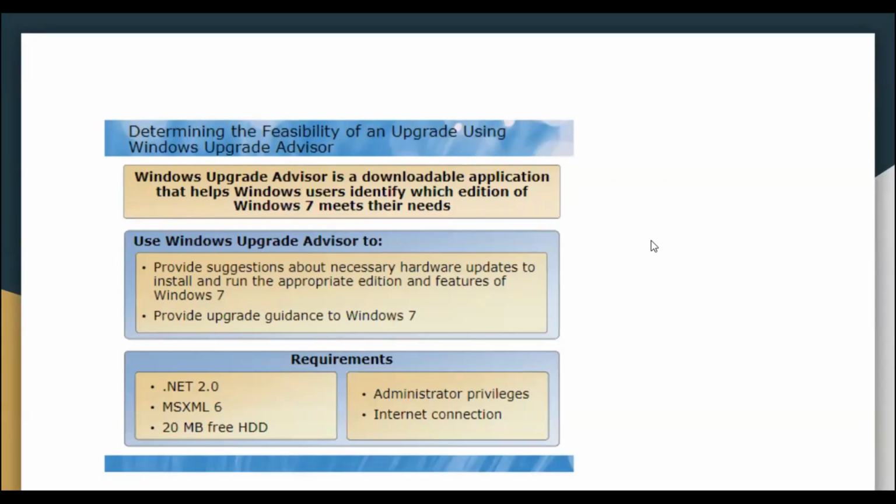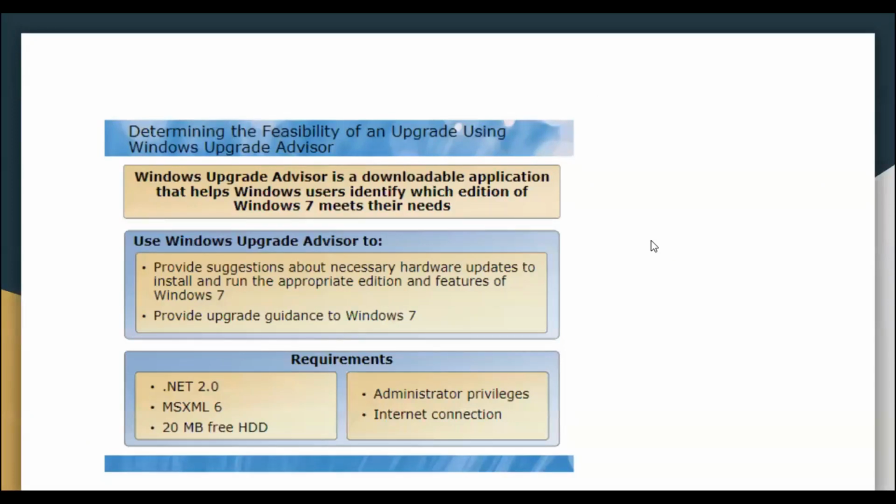.NET 2.0, MSXML6, 20 MB free HDD, administrator privileges, and internet connection. So a user downloads and uses the Windows 7 Upgrade Advisor to generate a report on a PC that is being considered for an operating system upgrade.